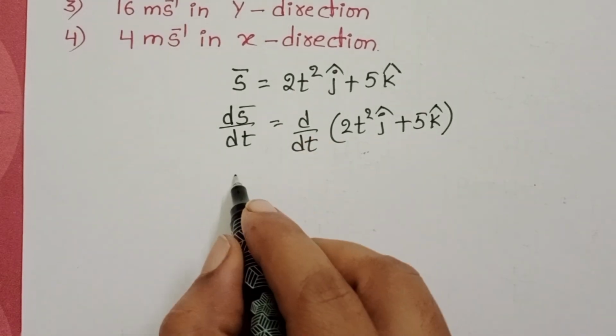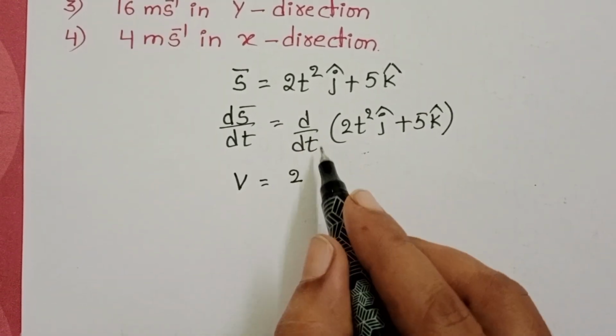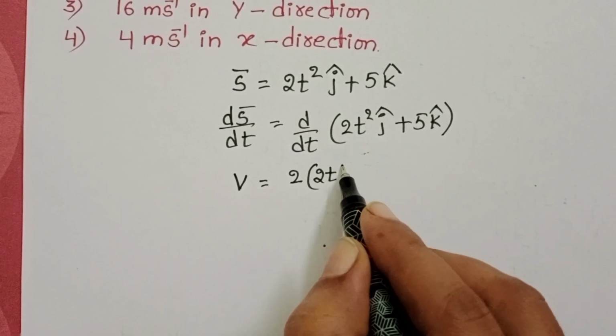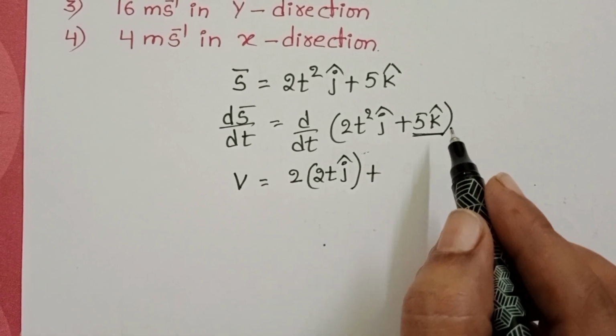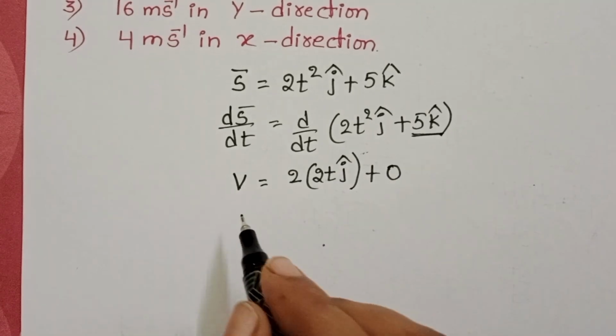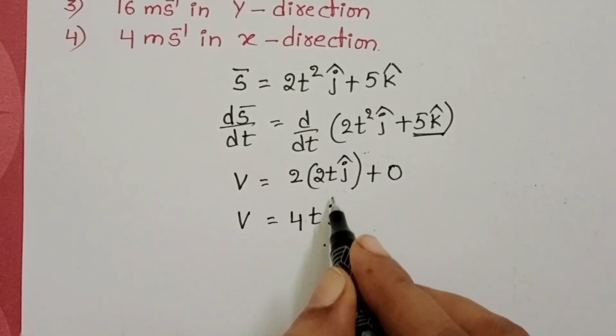ds by dt is velocity. 2 is constant. d by dt of t² becomes 2t j cap. And here only a constant is there, there is no variable, so the differentiation of 5 is 0. Velocity is equal to 4t j cap.